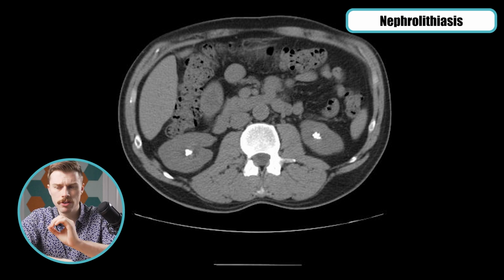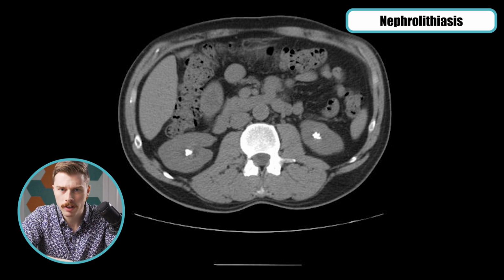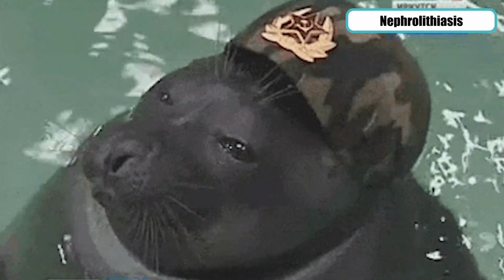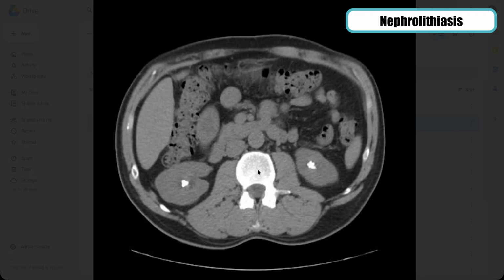or cystine. As the stone travels down the ureter, it causes obstruction, hydronephrosis, and the kind of pain that makes Navy SEALs cry. What sticks out here would probably be if you look laterally on both sides, you'll see these opacities bilaterally, which is pretty abnormal. Bilateral opacities in these large gray structures, and you see those large gray structures on both sides. Well, that'll be the kidneys.